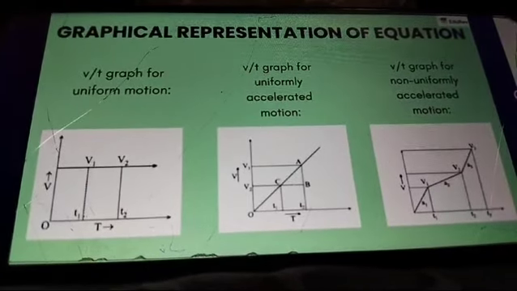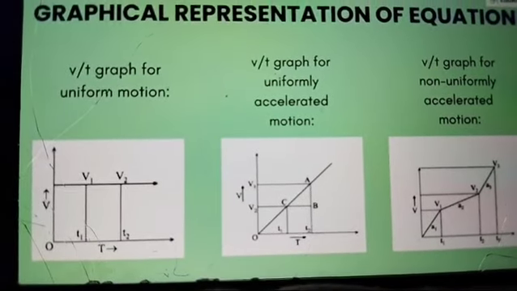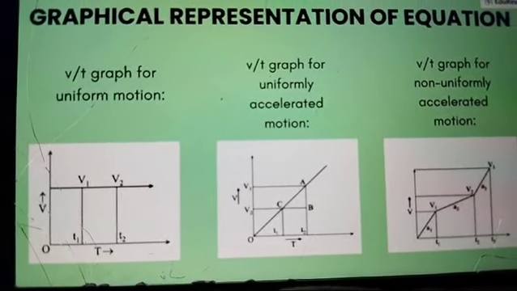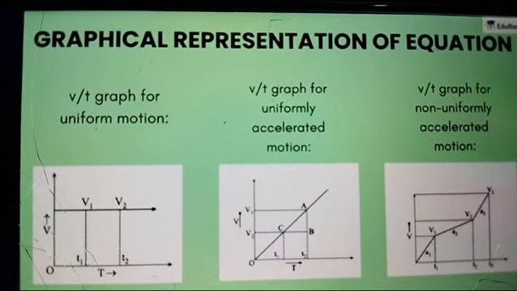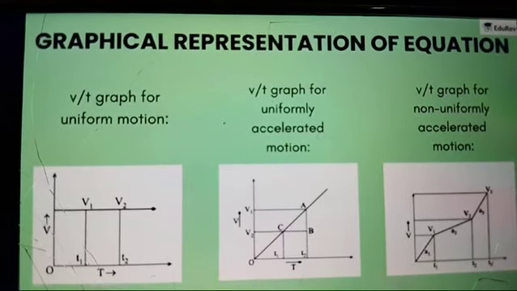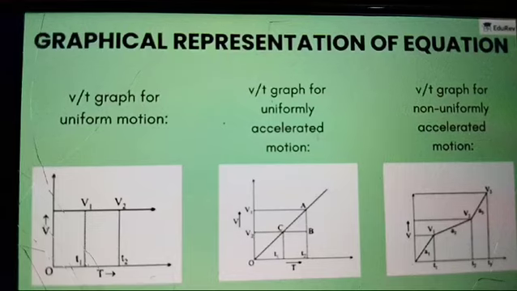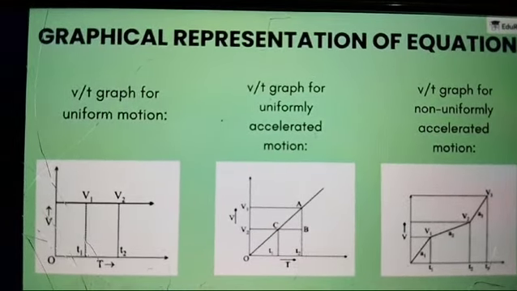Now, these are graphical representations of velocity-time graphs for different types of motion. The first one is velocity-time graph for a uniform motion. See how a body is not changing its velocity when the time is increasing. This is because in uniform motion the velocity of the body remains the same.